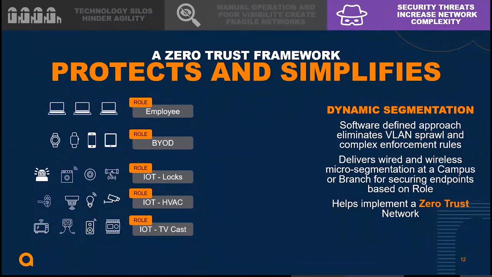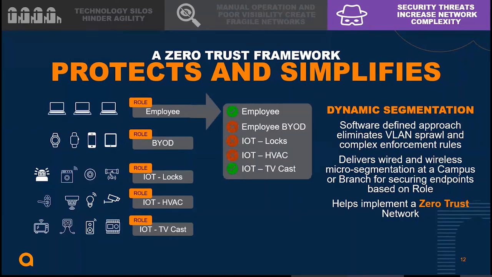From Aruba, we use the dynamic segmentation, or what we call, we use this architecture for the role-based policies. So we're not using a VLAN-based architecture for this one. Basically, every user and every device that connects to the network will have a role that is given by the ClearPass, our ClearPass Policy Manager. When the user authenticates to the network, it will be given a specific role depending on its device and user credentials. So basically, it delivers a unified security policy for wired and wireless. Regardless of how the users connect, either wired or wireless, it will give them the same user policy, right?